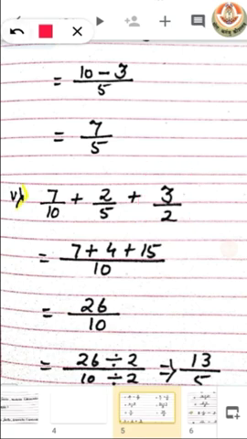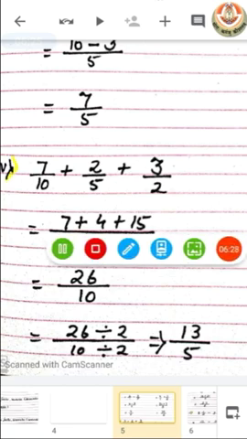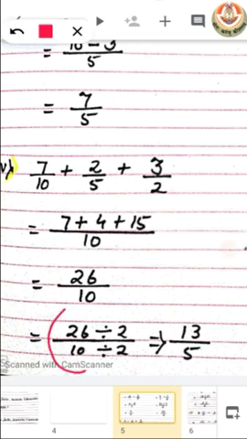After all this, we have to add 3 of them. We get 26 in the numerator and 10 in the denominator. So we can reduce this fraction by dividing both denominator and numerator with 2, because 2 is the common factor for 26 and 10. So we get answer 13 by 5.